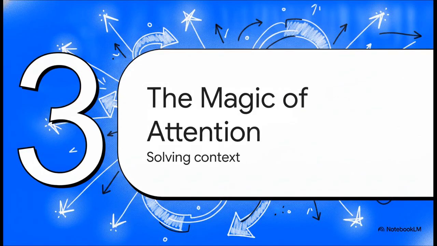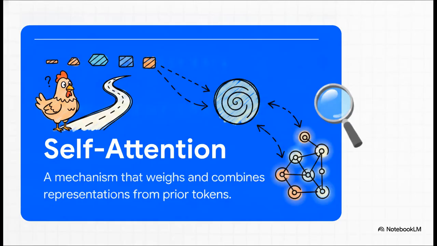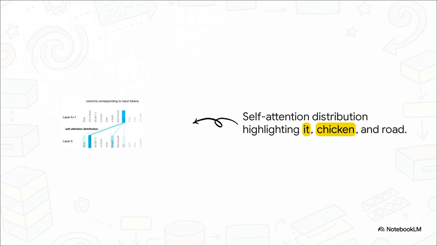All right, section 3, the magic of attention. This right here is the true superpower. This is what separates transformers from basic old-school neural networks. Self-attention is precisely how we solve our chicken and road problem. It's essentially a mechanism that allows the model, when it's processing the current token, to look back at all the appropriate prior tokens, figure out which ones are actually relevant, and then combine their representations into the current token's residual stream. And this visual brilliantly illustrates that exact concept in action.